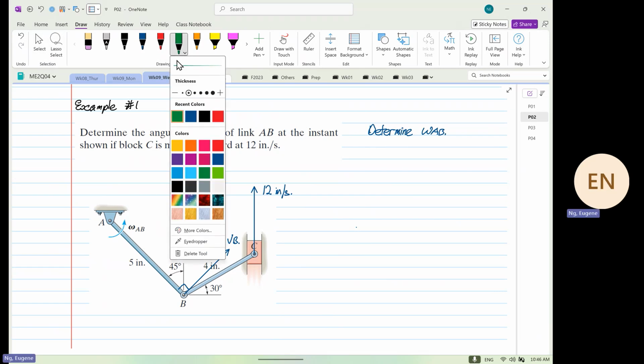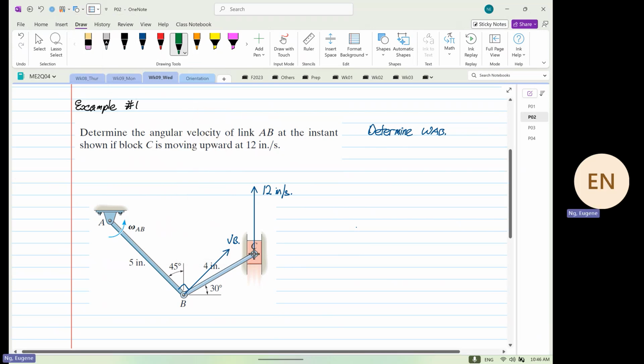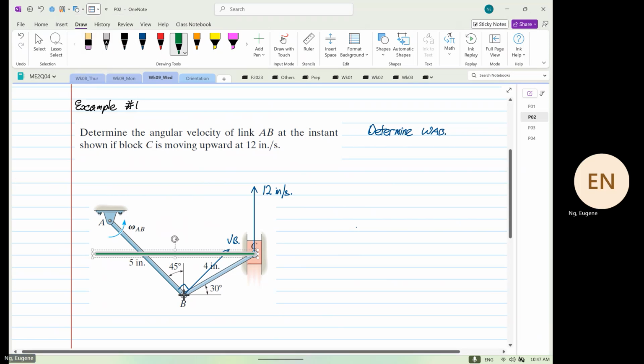Okay, with my green line. So we know that when you draw a perpendicular line over here, focus on the green line, okay? Whatever I draw in green is the analysis for instantaneous center. And then if I were to draw another line in green, where it intersects, this is our instantaneous center.